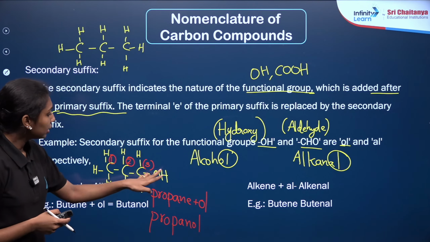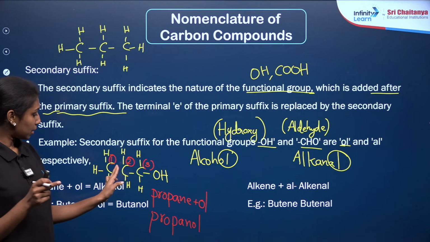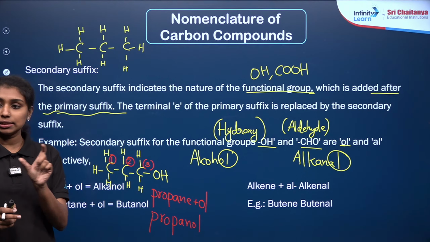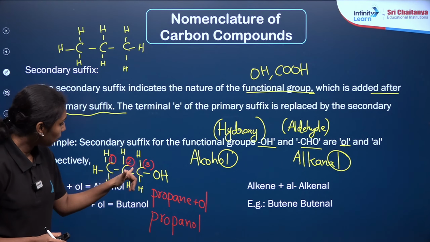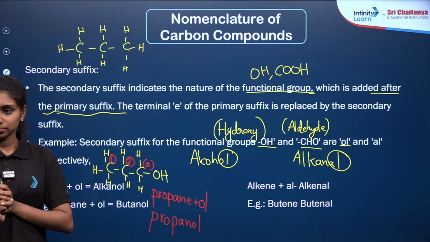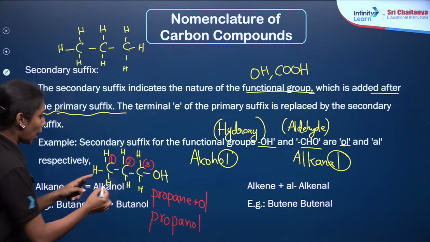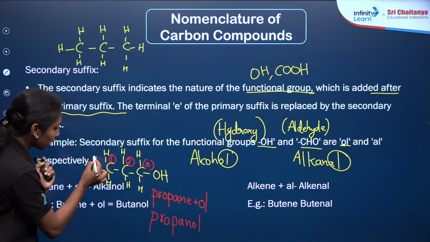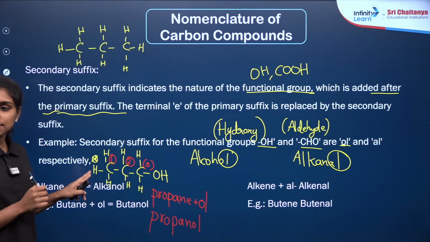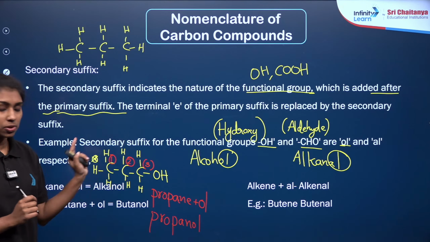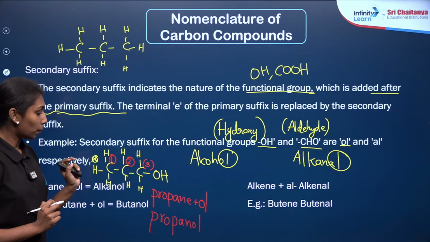Yes, while we are finding the longest chain, hydrogen atoms are also present, but we need to consider the carbon number. I am starting from here only, I am not starting from here, because it is a hydrogen atom. This is a carbon atom. Starting from carbon atoms only. So this will be a 3 carbon compound.